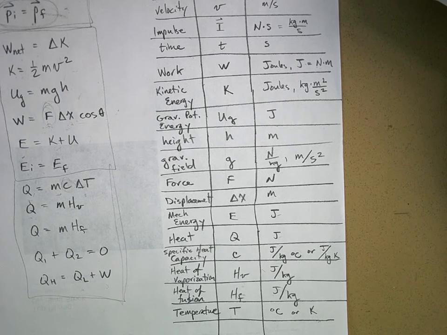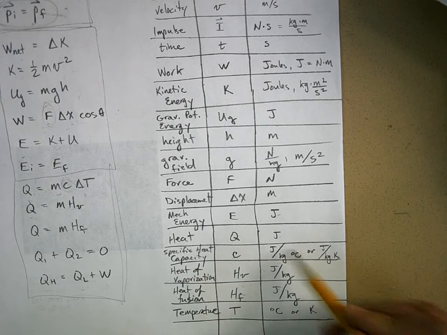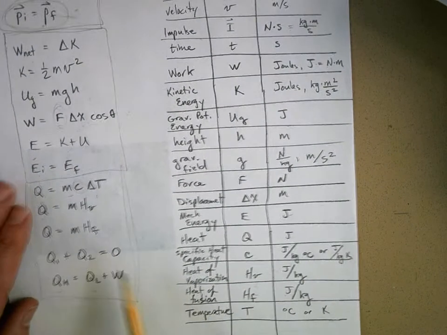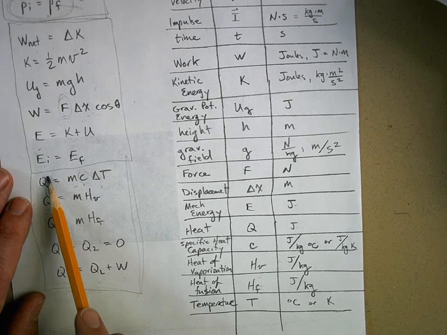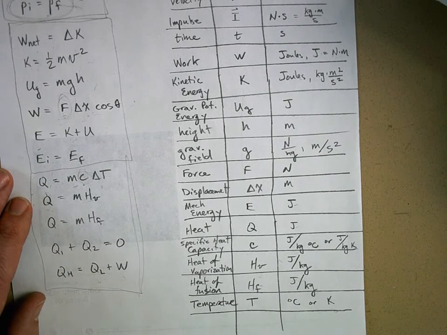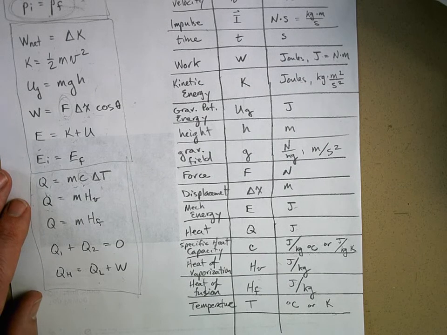Yes? With a specific heat capacity, is it multiplying by degrees Celsius, or divided? The question was, do we multiply by degrees Celsius or divide by it? You divide by it. Look at the equation here. If I were going to solve for C, the specific heat, this is measured in joules, divided by kilograms, divided by degrees Celsius or Kelvin. Does that make sense? Okay. Yes? You either divide by the kilograms or degrees Celsius? You're dividing by both. Okay.